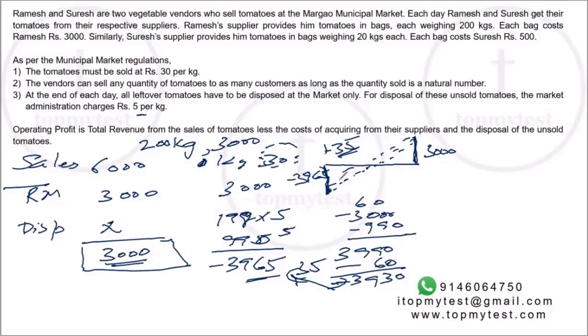So this is Ramesh's profit curve. Suresh will have a similar sort of thing. Suresh will have his highest profit when he sells a full bag. A full bag will be 30 into 20, 600 rupees. Cost is 500. So his full profit will be 100 rupees per bag.